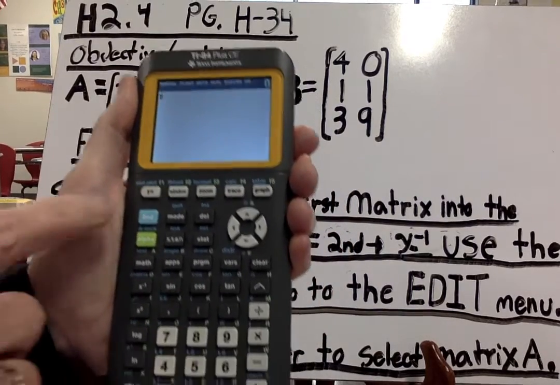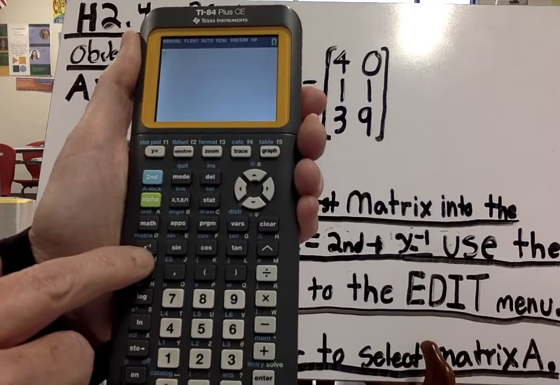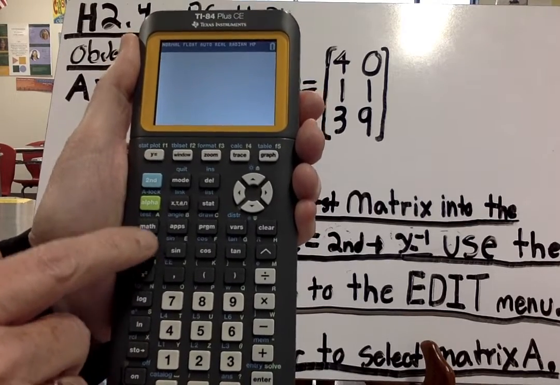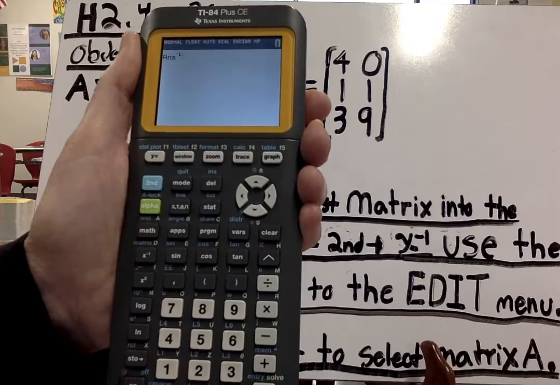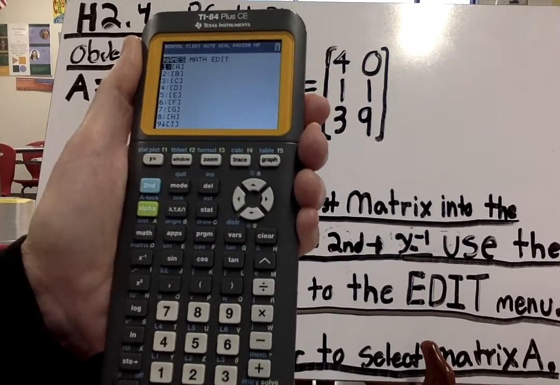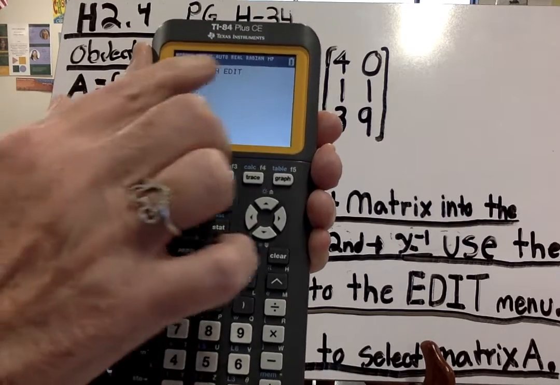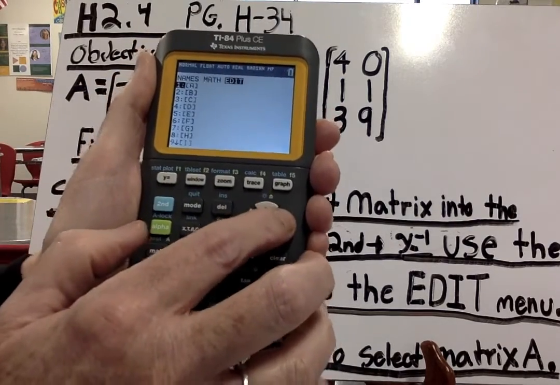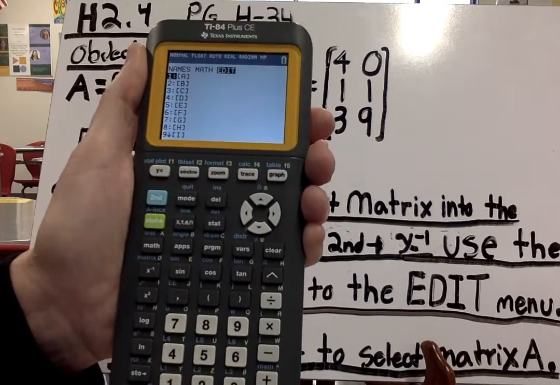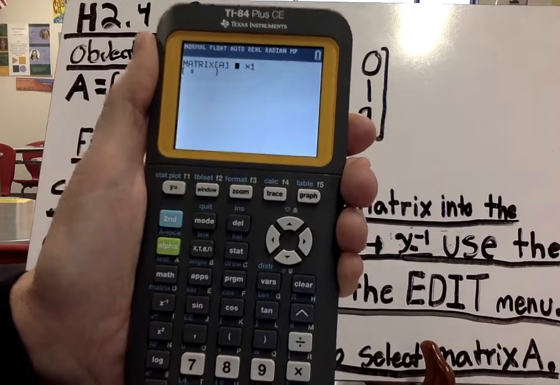What we want to do is go to second and then this x to the negative 1. So second, x to the negative 1. That should bring this up. Next, we're going to go over to edit. We want to highlight it on A. So we're going to edit a matrix.